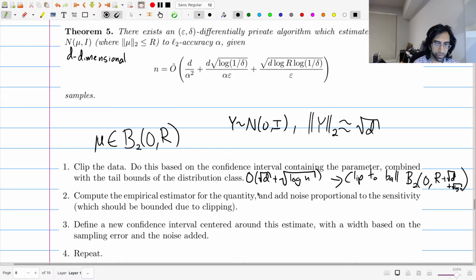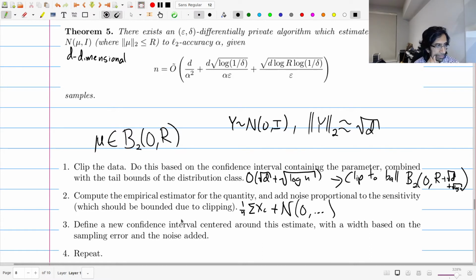Okay, so that's good. And the next step is just to compute the empirical estimator for this quantity. This is essentially the same thing as before, 1 over n summation of x_i, plus this time we have to add Gaussian noise of appropriate magnitude. Gaussian, because like I said, this now has bounded L2 sensitivity since we're clipping to an L2 ball. Good. Now, the last step is to define a new confidence interval centered around this estimate with a width based on the sampling error and the noise added.